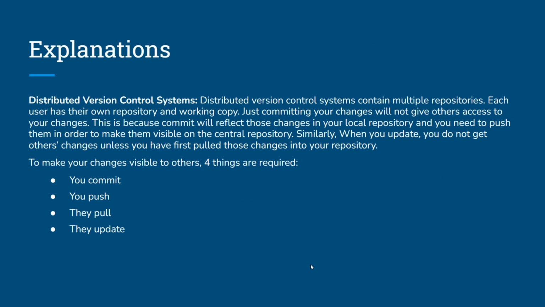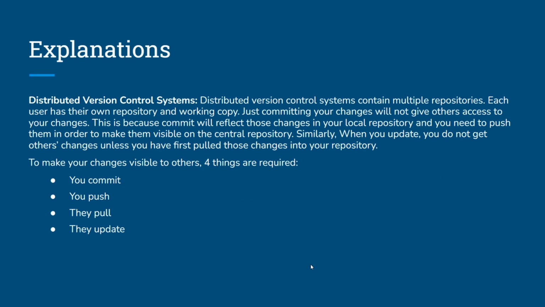Just committing your changes will not give others access to your code or to your changes. You understand? That's where the difference comes in now. This is because commit will reflect those changes in your local repository, your local files on your system. You need to push them in order to make them visible on the central repository. You understand? Similarly, when you update, you do not get other people's changes unless you have first pulled those changes into your own repository.